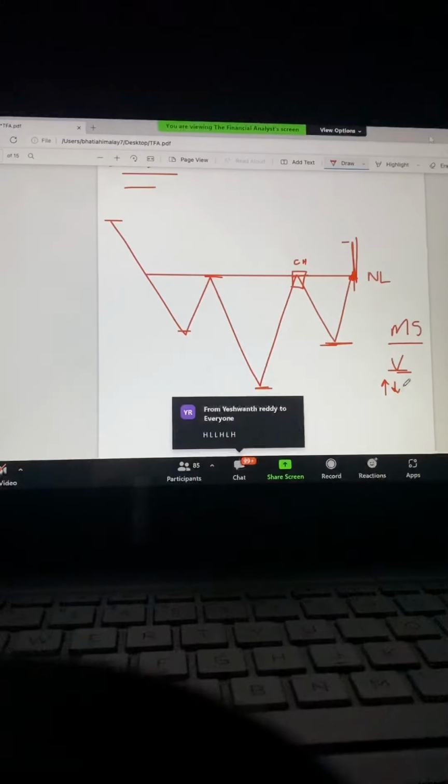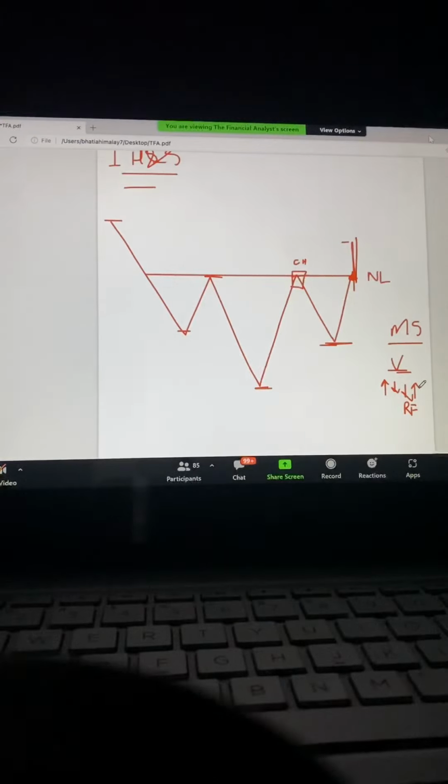Speaking of the volumes, in the first leg, volume will be high. In the second leg, volume will be low. In the third leg, the volume should have been high, but the volume will be low, indicating or raising a red flag over here. In the fourth leg, volume will be high, again indicating that there is a shift from the sellers to the buyers. Fifth leg, volume will be low. And last leg, not only should the volume be high, but there should be good momentum as well.